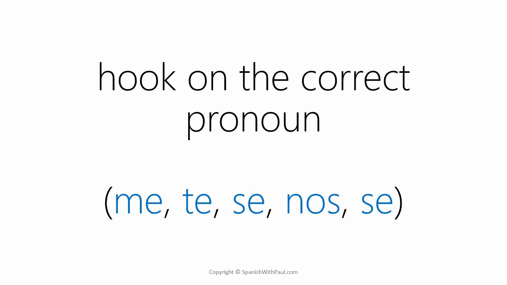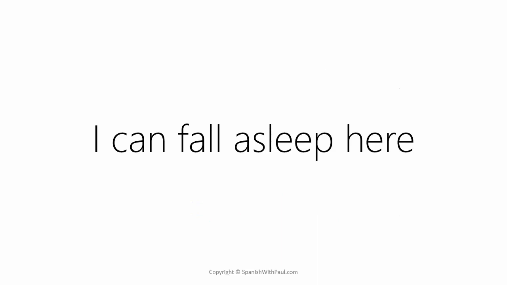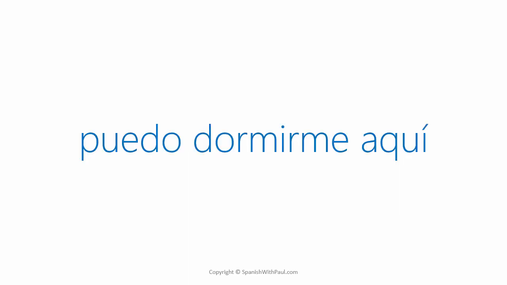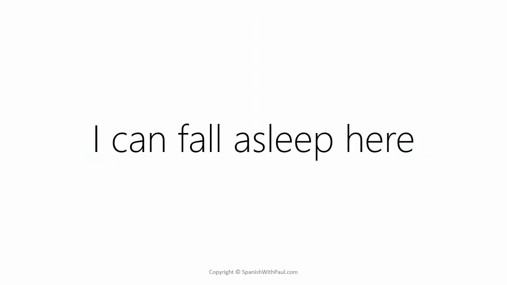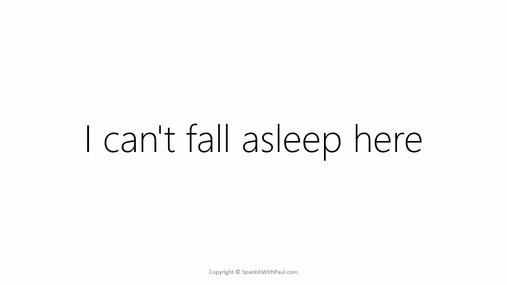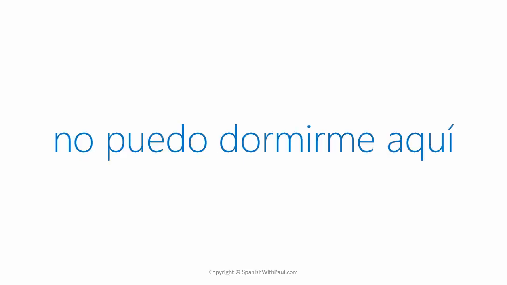And as always, you just have to hook on the correct pronoun. For example, we have I can fall asleep here. How do you think you would say that? Puedo dormirme aquí. Here we have I can, and we're using the reflexive verb dormirse. But for me to fall asleep myself, we just add on the me. We replace the se and put in me. Okay, so puedo dormirme aquí would be I can fall asleep here. How would you say I can't fall asleep here? No puedo dormirme aquí.